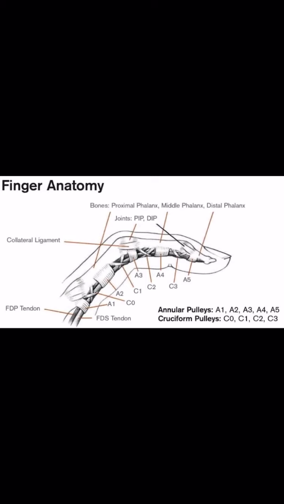These annular pulleys are important to keep the flexor tendons close to the bone and to allow a minimal amount of bowstringing, and they also enhance the efficiency of the tendons.